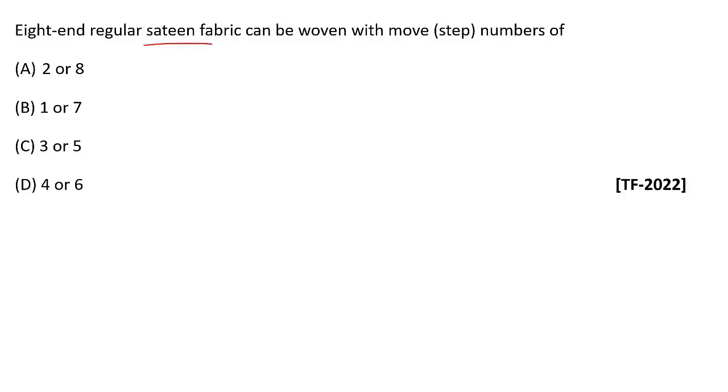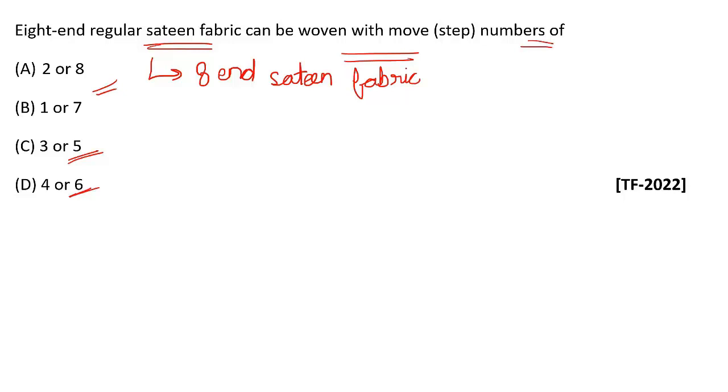A regular 8 end sateen fabric can be woven with move numbers of 2 or 8, 1 or 7, 3 or 5, 4 or 6. For this you need to know what basically a move number is. This is a very important aspect of the textile testing part. For an 8 end sateen, how do we decide the move numbers? There are a few basic rules for deciding a move number.